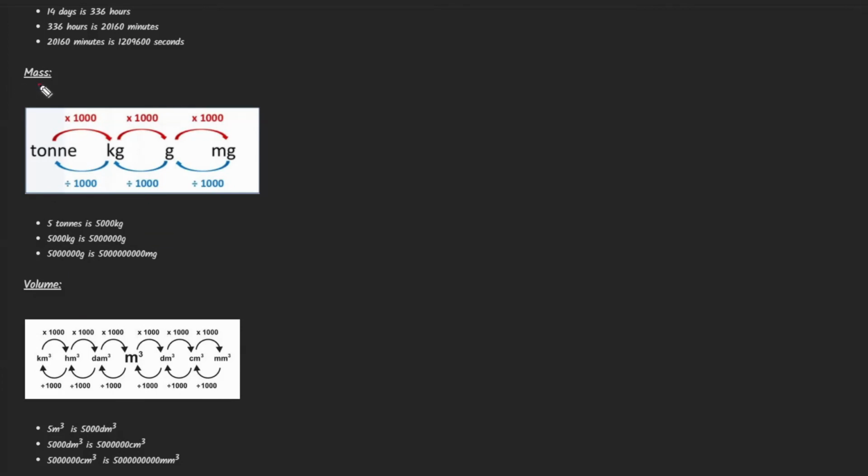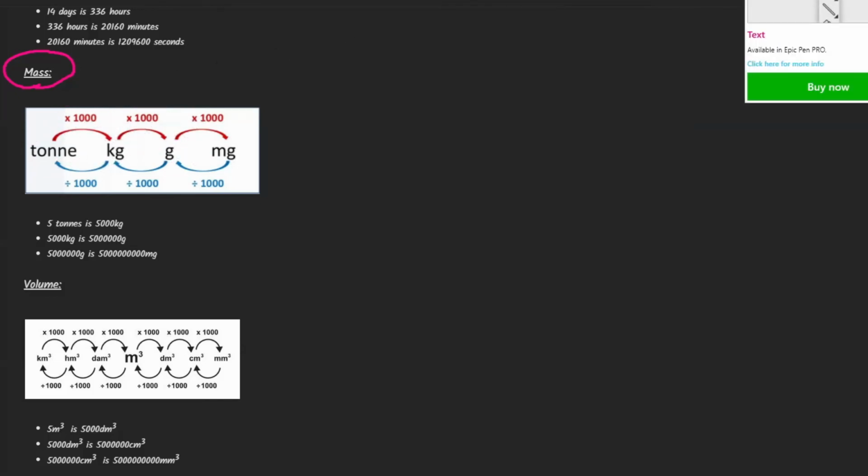Now we're working with the unit conversion of mass. Now mass is extremely simple. All you have to do to convert from, let's say, a ton to a kg is multiply by 1000. Similarly, kg to gram, you multiply by 1000, gram to milligrams, multiply by 1000. Essentially, it's the same for every single conversion. You just have to multiply by 1000.